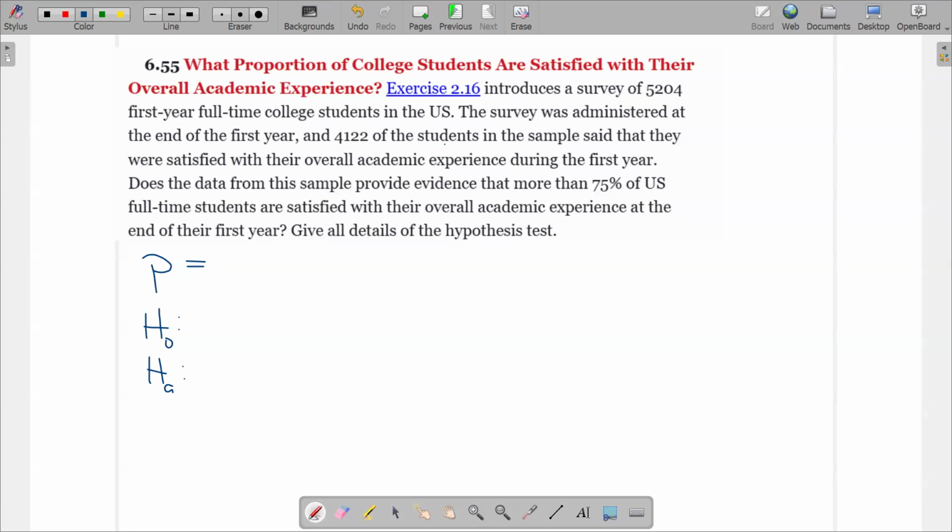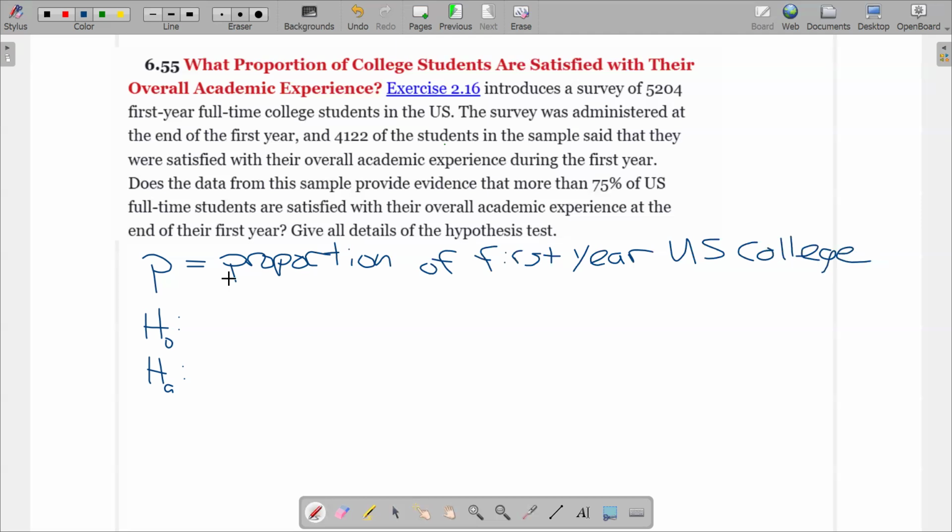All right, so the parameter comes from the question at the top: the proportion of college students that are satisfied with their overall academic experience. Some similar wording. Would we also have to add that it's during their first year? Yes, the proportion of all first year US college students that are satisfied, that's a lot of words, that's life, with their overall academic experience.